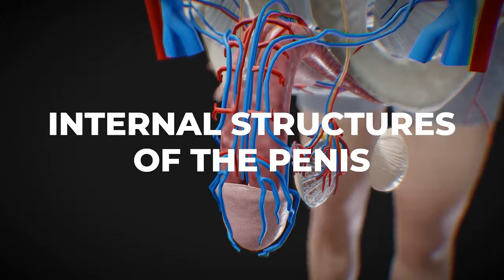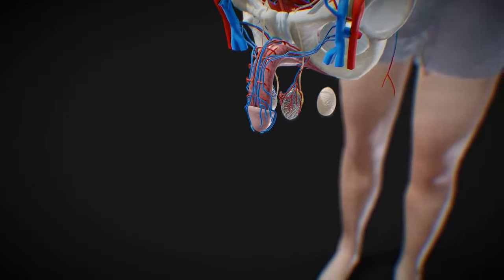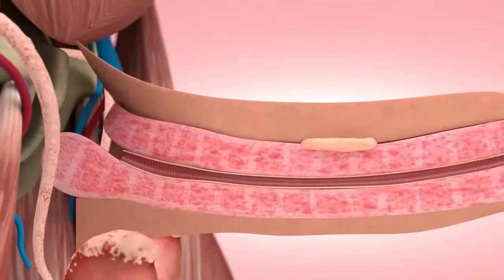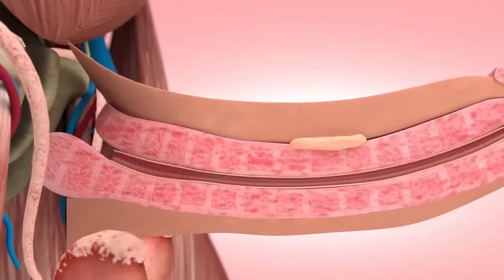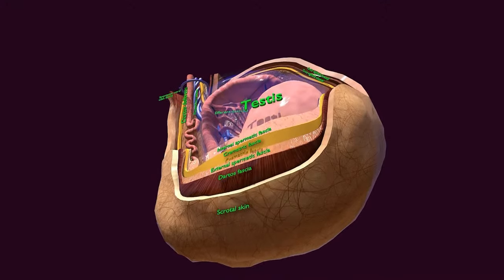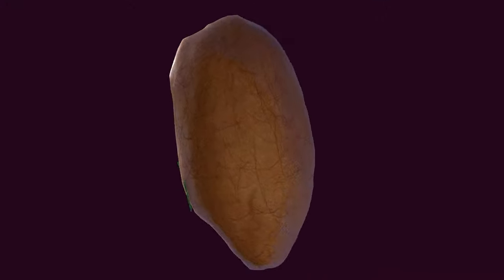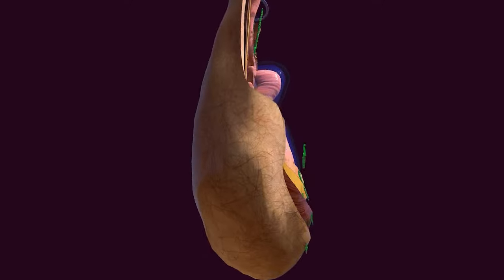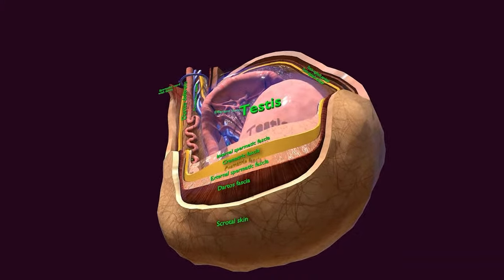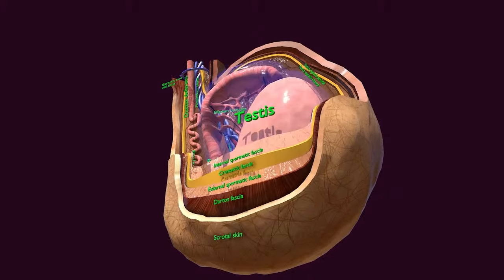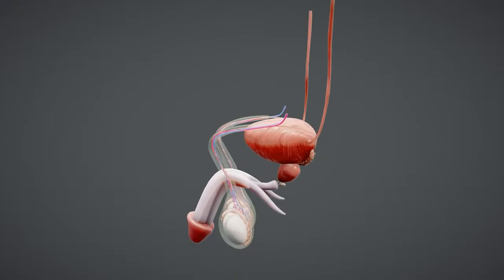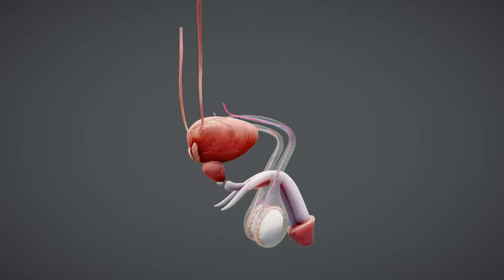Internal structures of the penis. The penis contains deep and superficial veins, arteries, and nerve bundles that facilitate blood flow and erection. The corpora cavernosa have spaces that fill with blood to maintain an erection. Scrotum. The scrotum is a sac that houses the testes and maintains a temperature lower than the body's core, essential for sperm production. It contains muscles like the cremaster muscle, which help regulate the distance of the testes from the body based on temperature.